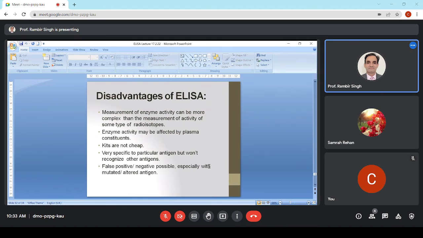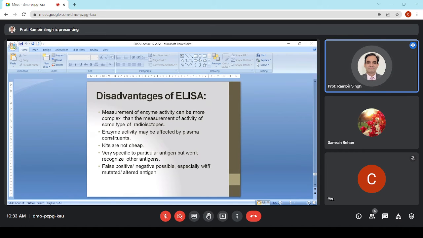Now the disadvantages. Because we are measuring the activity of an enzyme, sometimes it can be more complex than the measurement of the activity of radioisotopes. Then enzyme activity may be affected by the plasma constituents, right? So sometimes what happens is that if we did not separate the serum properly, then we will get color in the sample. If the sample is colored, then it will interfere with the analysis, right? Then sometimes the kits are costly, but yes, mostly it is very cost effective.